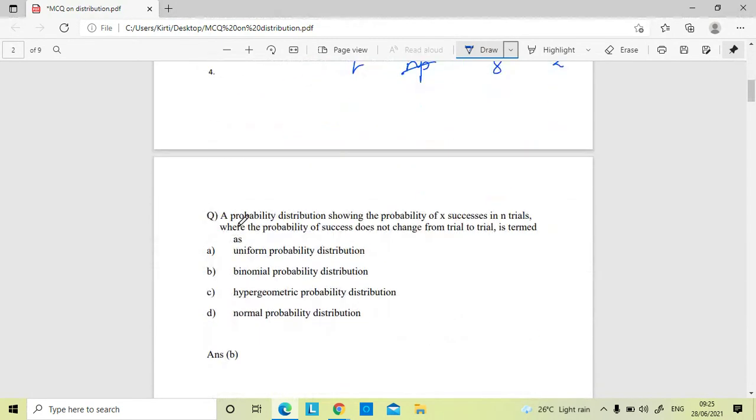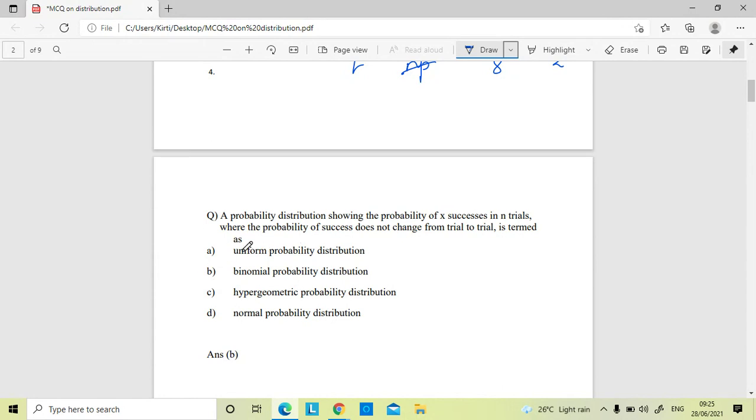The next question: a probability distribution showing the probability of X successes in any trial, where the probability of success does not change from trial to trial, is termed as, yes, various choices are given: uniform distribution, binomial, hypergeometric and normal. See here, in n trials the probability of n successes is required, where we don't have to consider it varying from trial to trial. So that probability is nothing but a binomial probability distribution.